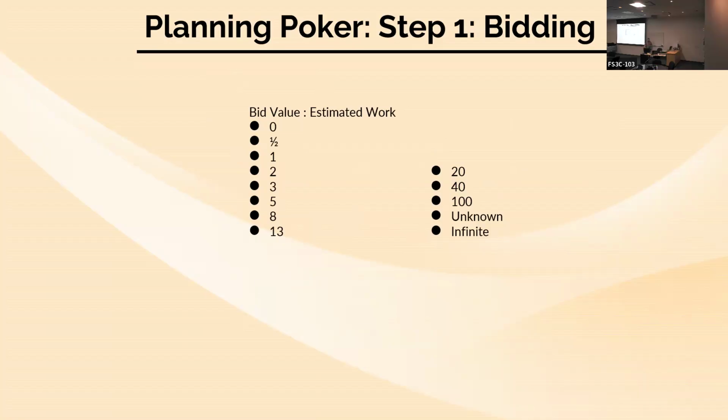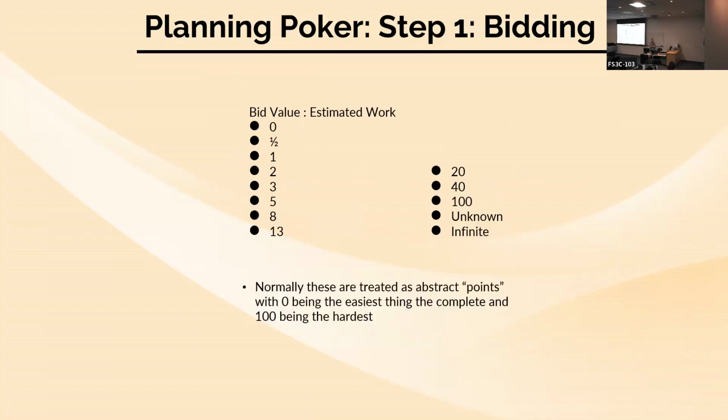So a couple of things involved in this process. First, these are normally treated as abstract points. Right, so like you have 0 being the easiest thing that needs to be completed on the project, 100 being the hardest thing that needs to be completed on the project, and then the team just goes and comes to an understanding of what a point means to them over the course of multiple sprints, so they can understand like this is about what a 5-point user story would be, this is about what an 8-point user story would be, and each team would be different on that.